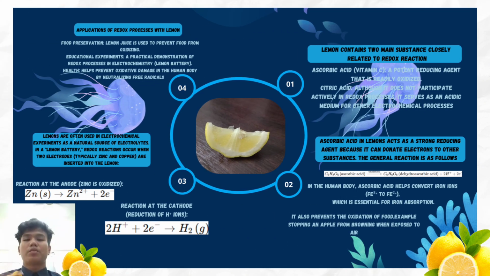Hello, this is me, Naim. Today I'm going to explain to you redox in lemon. Lemons contain 2 main substances closely related to redox reaction, which are ascorbic acid and citric acid.